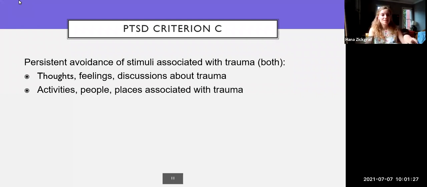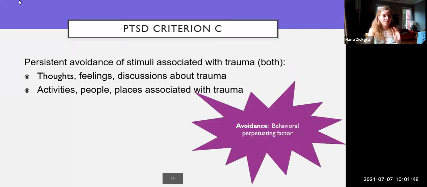So criterion C involves avoidance of stimuli associated with trauma. But this isn't necessarily so much a symptom as like the main cause and maintaining factor of PTSD. So people with PTSD tend to avoid thoughts, feelings, or talking about the trauma, and environmental cues that are associated with the trauma. So just like in anxiety and even in depression, avoidance is a key behavioral perpetuating factor in PTSD.